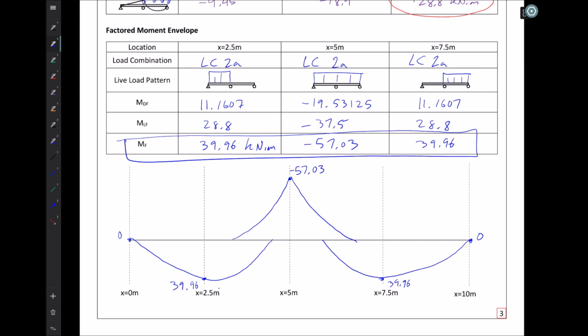So if I was to carry these over, I'm not going to do it here, from my individual loads, this would be my distribution of moment for load combination 2A uniformly distributed. It would come across here and here. But this one takes over because it's a higher magnitude of moment.